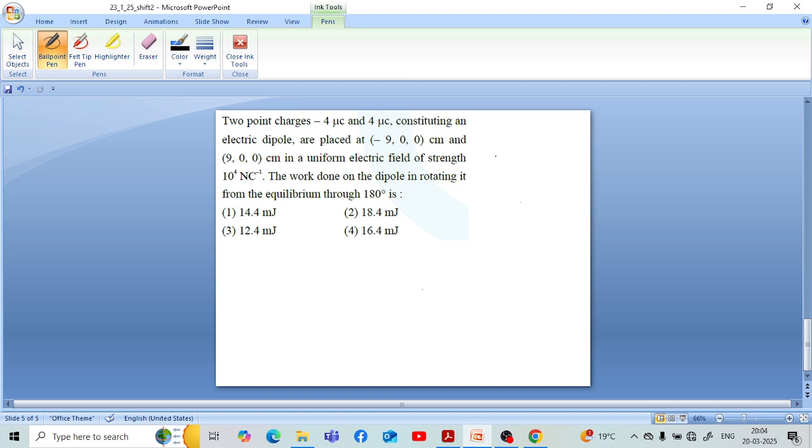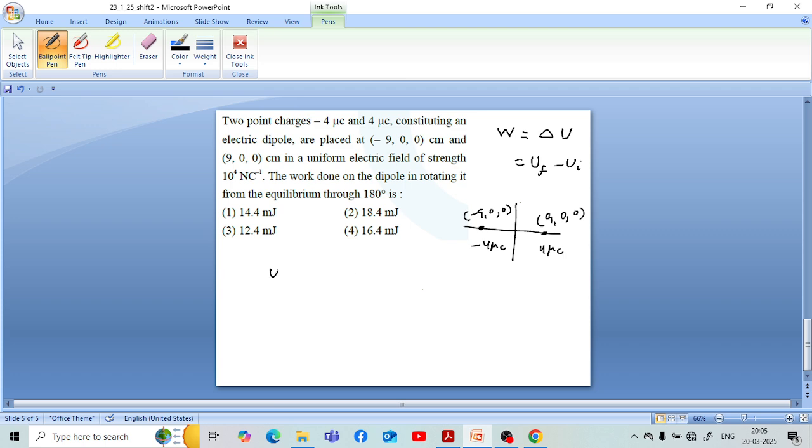So the problem is based on the topic electric dipole and the work done in rotating an electric dipole. The work done in rotating an electric dipole is given by the change in potential energy, which is the final potential energy minus the initial potential energy. The situation is something like this: this is the initial location of the dipole. The minus q charge, which is minus 4 microcoulomb, is at (-9, 0, 0), and the 4 microcoulomb charge is at the position (9, 0, 0).